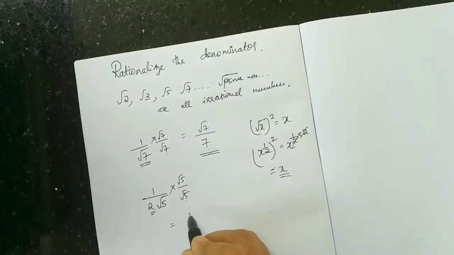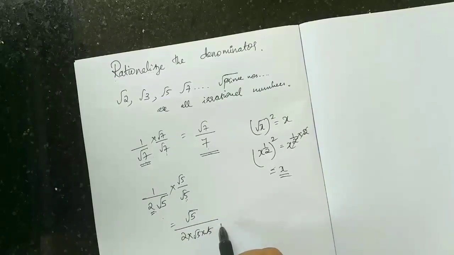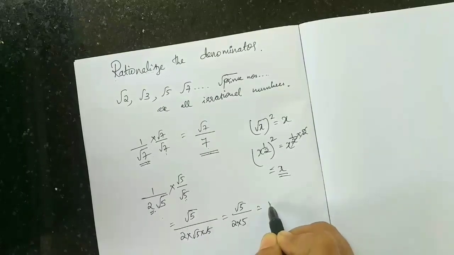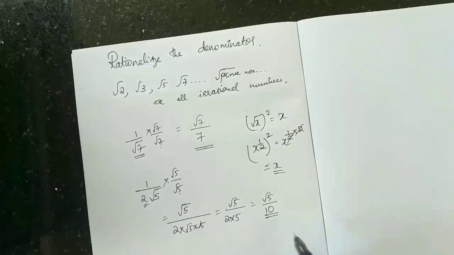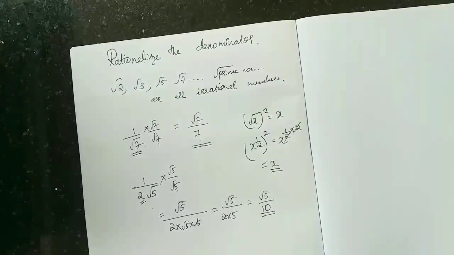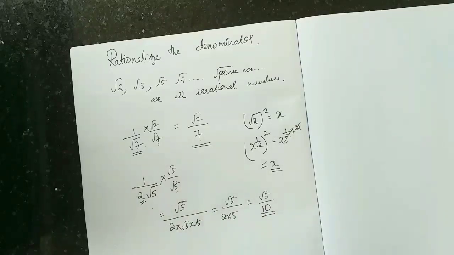What do you get here? 1 into root 5 is root 5 by 2 into, as I told you earlier, root 5 into root 5 becomes 5. So root 5 into root 5 is root 5 whole square, or 5. So 2 into 5 is 10, that is root 5 by 10. So we have rationalized the denominator. All these examples have denominators with only one term. What about denominators having more than one term?